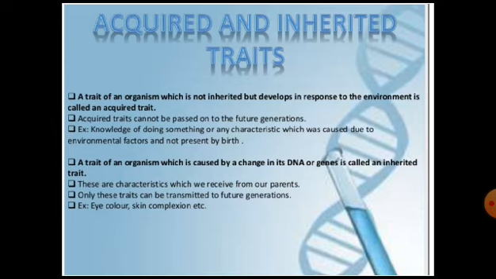Acquired and inherited traits. The traits of an organism which are not inherited but develop in response to the environment are called acquired traits. On the basis of this reason, Lamarck was able to give his theory of evolution known as inheritance of acquired traits. Acquired traits cannot be passed on to the future generation. For example, knowledge of doing something or any characteristic which is caused by environmental factors and not present by birth.